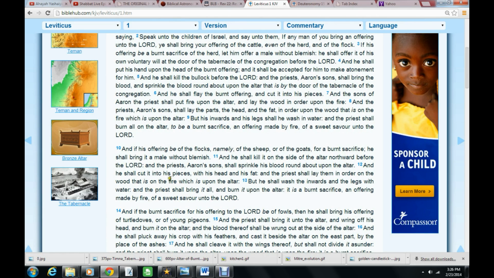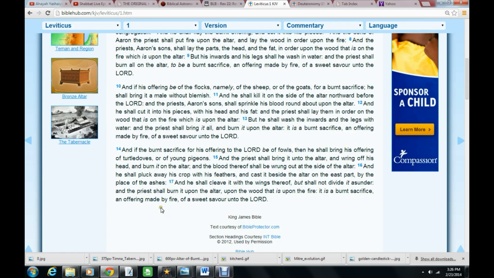And if his offering be of the flocks, namely of the sheep or of the goats, for a burnt sacrifice, he shall bring it a male without blemish, and he shall kill it on the side of the altar northward, before the Most High, and the priests, Aaron's sons, shall sprinkle his blood round about upon the altar, and he shall cut it into his pieces.